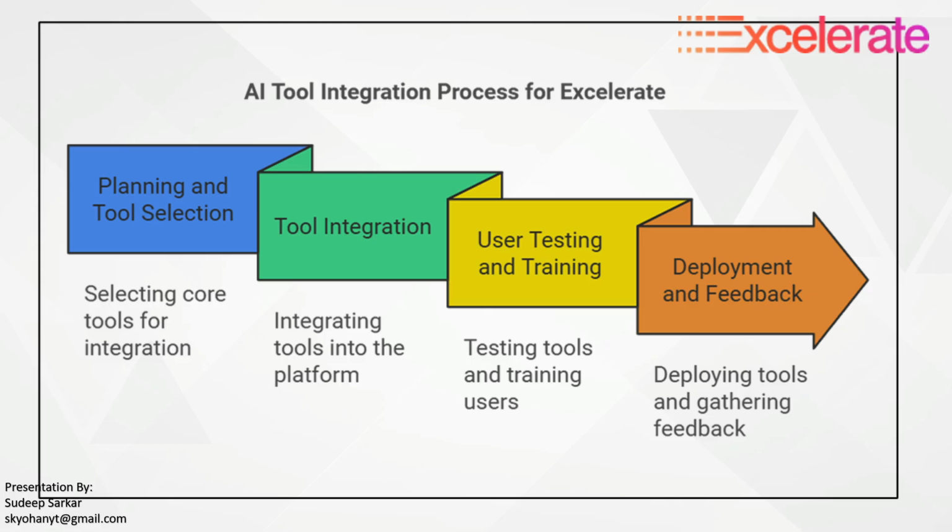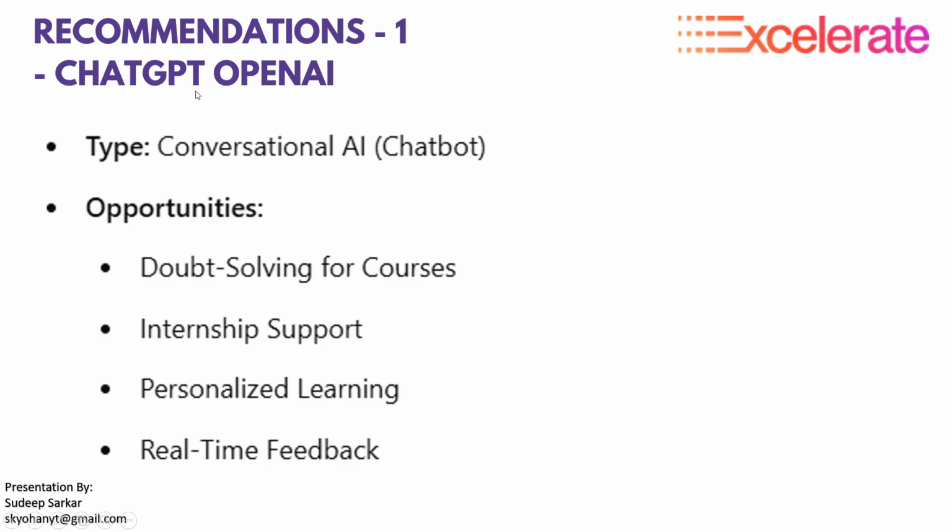AI tool integration process. Like first we need to do the planning, tool integration, user testing and training, then the deployment and feedback. Selection of the core tools for integration, integrating tools into the platform, testing tools and training users, deploying tools and gathering the feedback. Now recommendation 1: ChatGPT, OpenAI. Type: conversational AI chatbot. Opportunity: doubt solving, internship support, personalized learning, real time feedback.